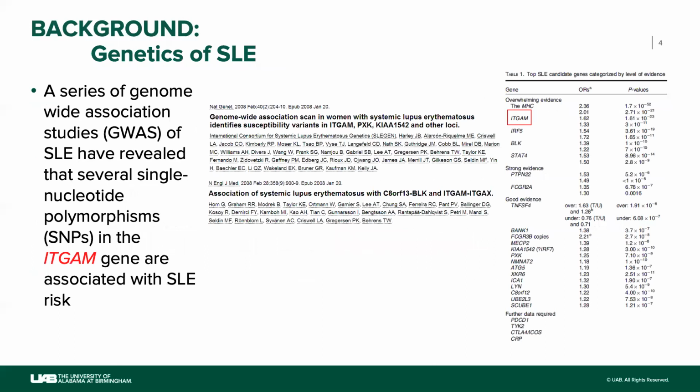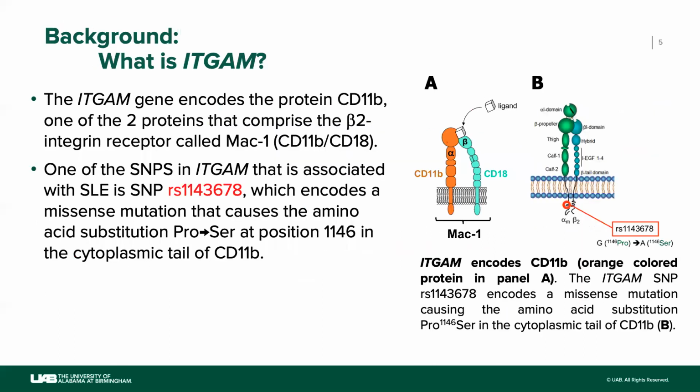In a series of genome-wide association studies of SLE, among several single nucleotide polymorphisms, or SNPs, found to correlate with SLE were ones in ITGAM. The ITGAM gene encodes CD11B, which is one of the two chains comprising the beta-2 integrin receptor MAC1, right here, which is CD11B and CD18 together.